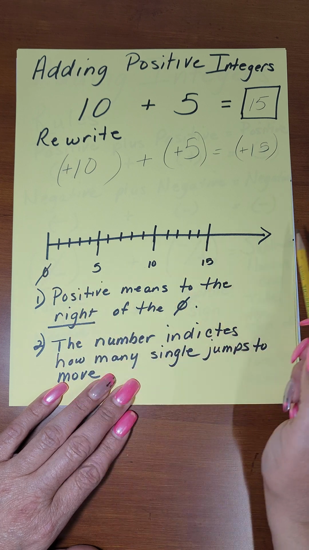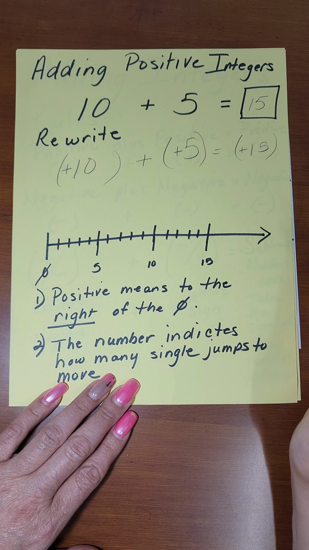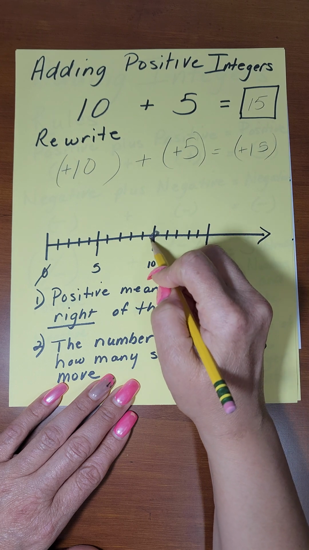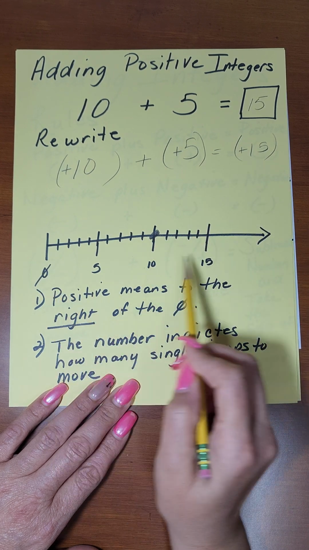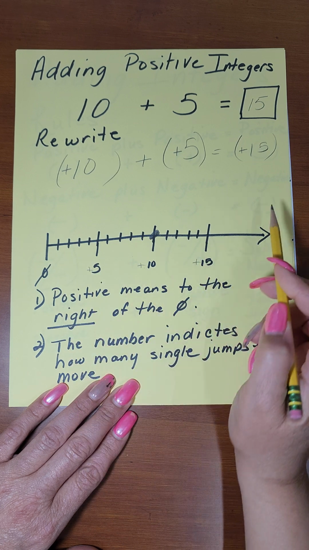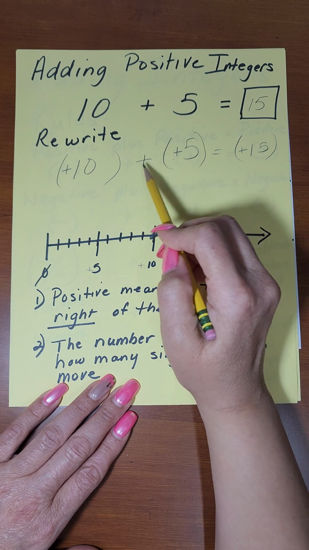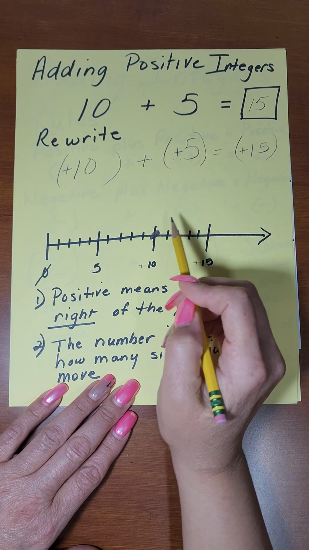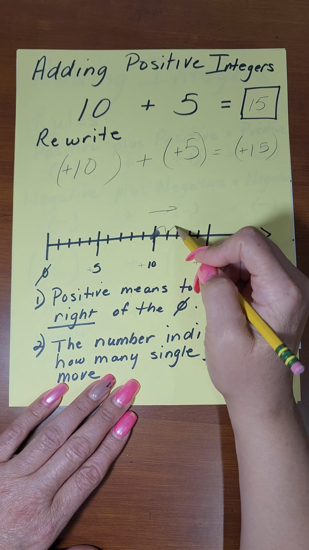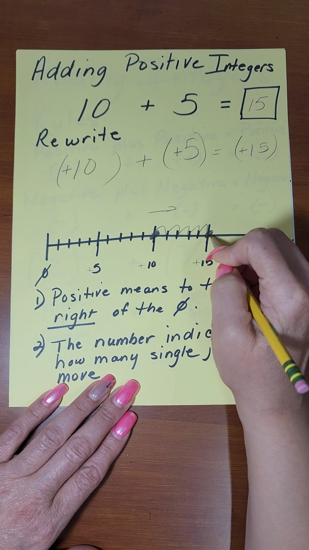And so I created a number line because this makes sense. So what we do, if we start on the number line at positive 10, that's to the right of the 0. This is a positive 5, positive 10, positive 15. What it's saying is that you're adding the positive, meaning you're going to the right. And you're going 5 spaces. 1, 2, 3, 4, 5. So you land on 15.